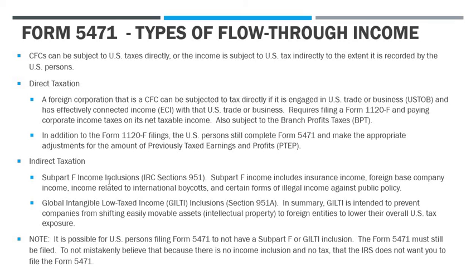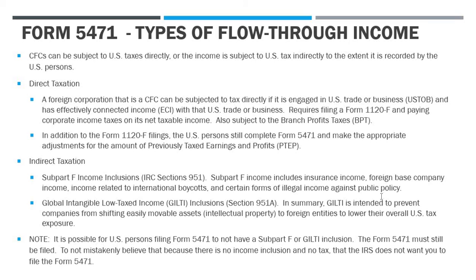Now, the indirect taxation is what people are more familiar with, frankly, and these are the income inclusions which apply regardless of whether any cash was actually distributed to the owners. So we have two income inclusions here. We have Subpart F income and then the GILTI. GILTI is the Global Intangible Low Tax Income. So sections 951 and then 951A. Now, in the example we're going to be looking at, we're going to be dealing with foreign-based company income.